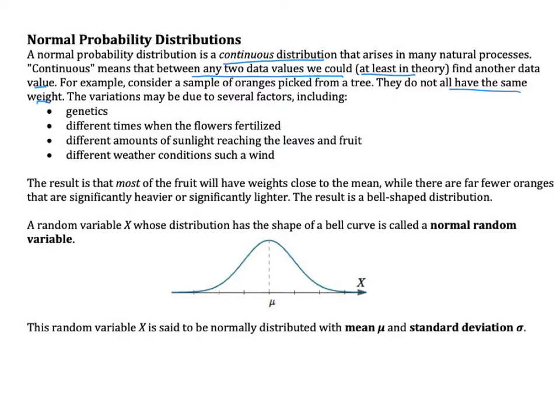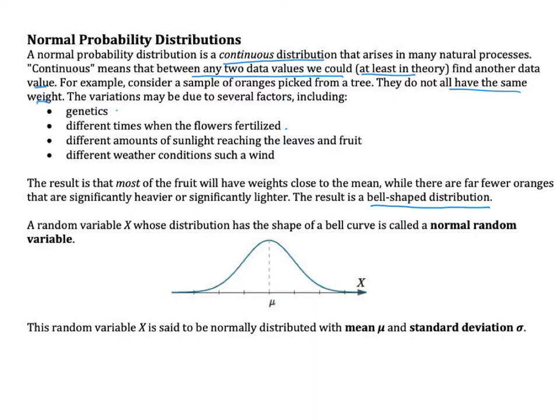They're going to vary based on their genetics, how much time they had in the sunshine. Were the weather conditions good? Did it rain a lot? Did it rain too much? Was there a lot of wind? Were the orange trees fertilized or not? So there's lots going on there that's going to have an impact on the weights. So every single weight is not going to be the same. However, we will find that they will fall into a bell-shaped distribution.